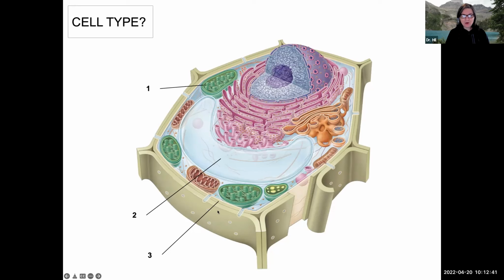So we see a cell wall. That's what animals and protozoa do not have. We see a chloroplast. This is uniquely found in plant cells or algae.